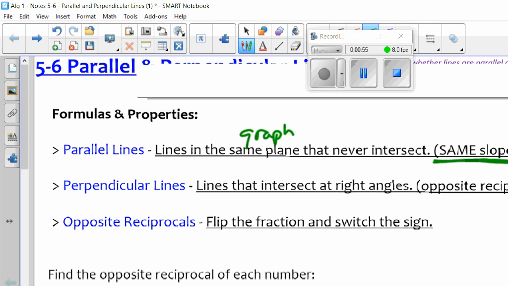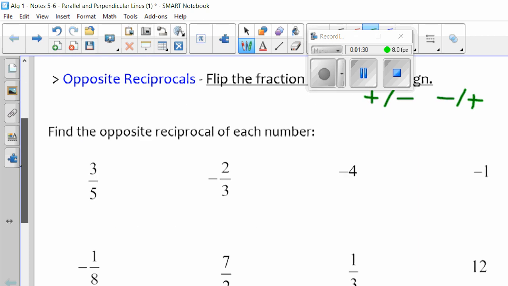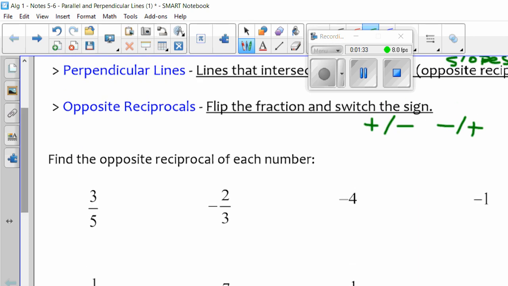Okay. Perpendicular lines are lines that intersect at right angles, so at 90 degrees. Okay, and to be able to do that, the slopes have to be the opposite reciprocal of each other. Opposite reciprocals mean that we're going to flip the fraction, whatever it is, and switch the sign. So flipping the fraction is pretty good. Switching the sign means to go from either positive to negative, or negative to positive, depending on what you have. Okay, so let's do some practice on just doing that, flipping the fraction and switching the sign.